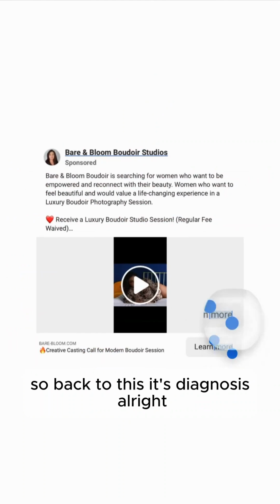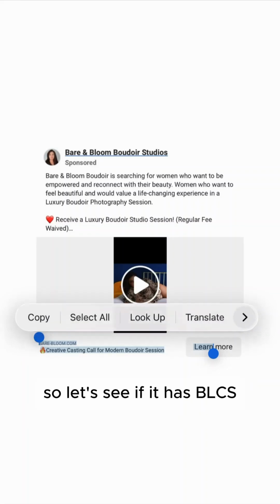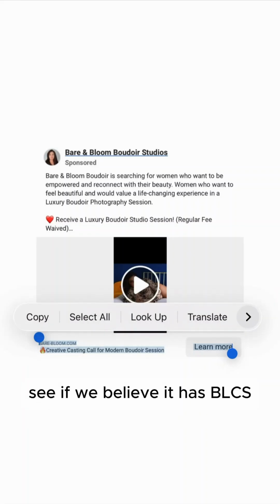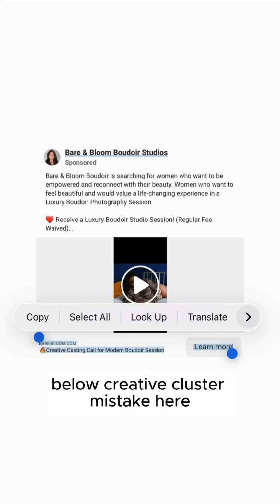So back to this. Let's diagnose this. All right, so I'm going to see if we believe it has BLCS, aka Boudoir low-click syndrome. So we got the below creative cluster mistake here.